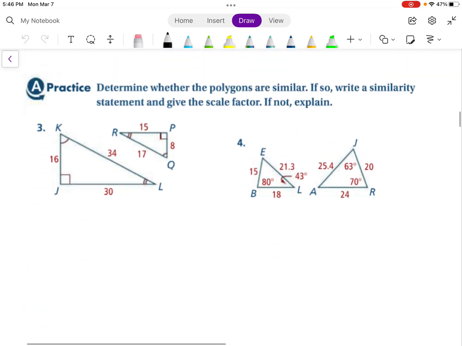All right, I want you guys to try this number 3 really quick, so pause the video. So you're determining whether they're similar or not, and then write a similarity statement if they are.